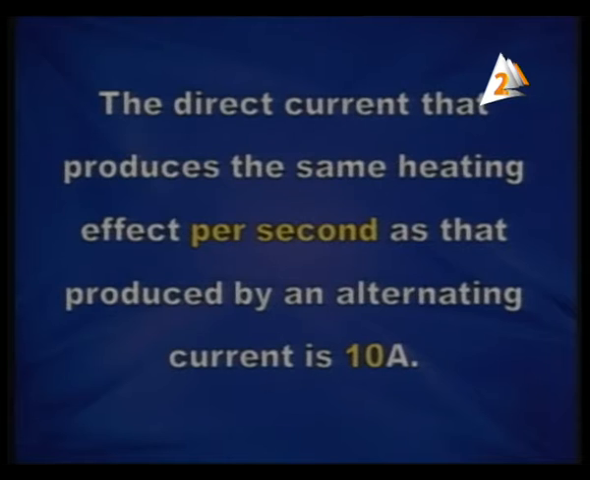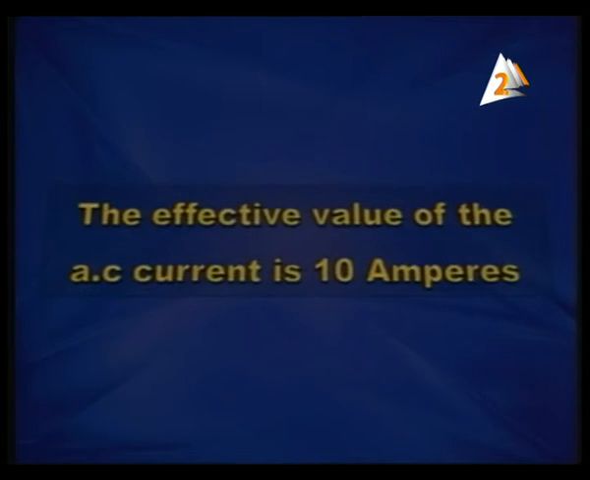Once again, let me remind you with the title of the question, write the scientific term. The direct current that produces the same heating effect per second as that produced by an alternating current is 10 amperes. It's all easy for you. It is the effective value of the AC current. So effective value is equal to 10 amperes.